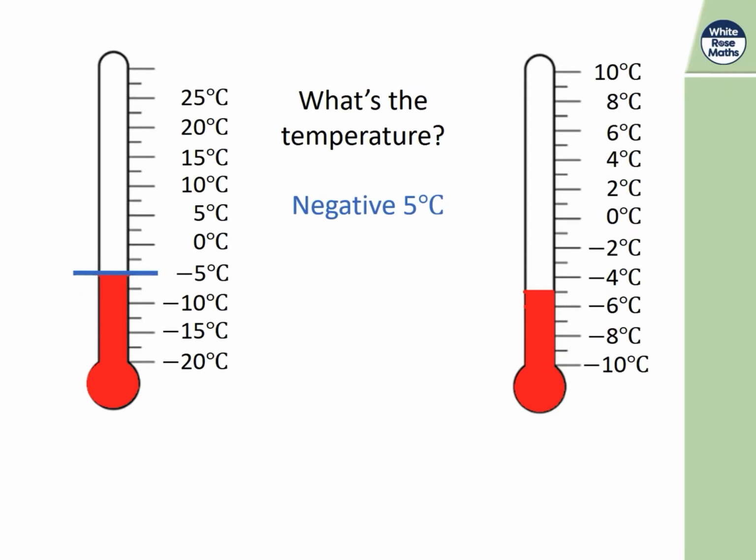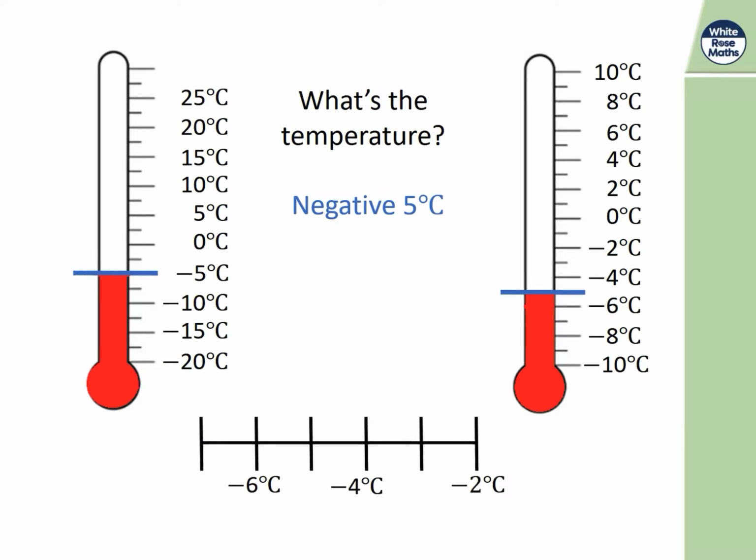How about this one? Again, look for the top of the liquid, line it up with the scale. Here we can see it's in between negative 4 and negative 6, and our smaller interval is the only interval between those numbers. So we can use a number line to help us to consider this. So we're counting back in ones. Negative 2, negative 3, negative 4, negative 5. So again, negative 5 degrees Celsius is the temperature. On both of these thermometers, even though the scale is different, the temperature is negative 5 degrees Celsius.